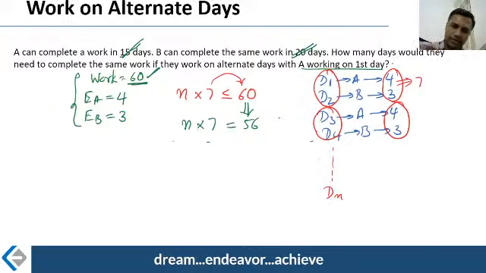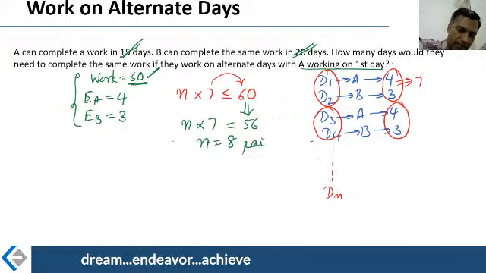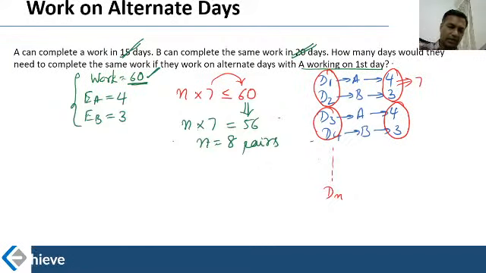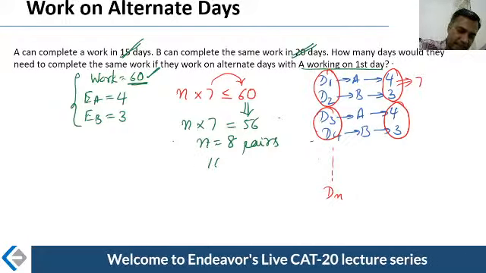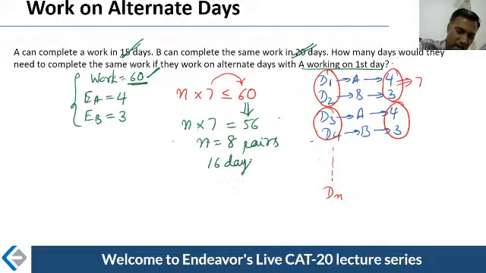Get a multiple of 7 in your mind, lesser than that. 56 is 7 how many times here? Therefore, n is equal to what? 8. 8 what? 8 pairs of days. Now, 8 pairs of days means how many days here? 16 days. You are trying to say that at the end of 16 days, 56 units are done.